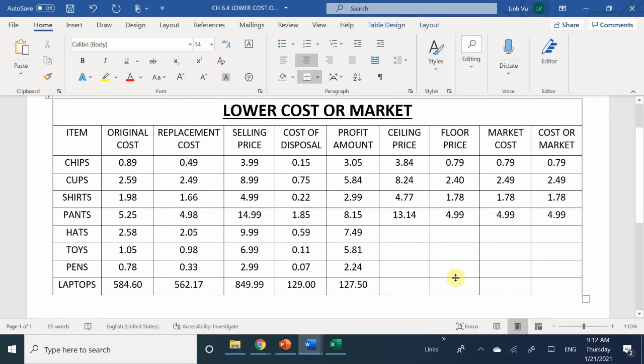Okay, so now I bought some hats for $2.58, and they cost now $2.05. I sell them for $9.99, and it's going to cost me 59 cents to dispose, but I want to make a $7.49 profit out of it. So, what is going to be my ceiling? $9.40. Good, thank you. Ceiling price, good. And my floor?